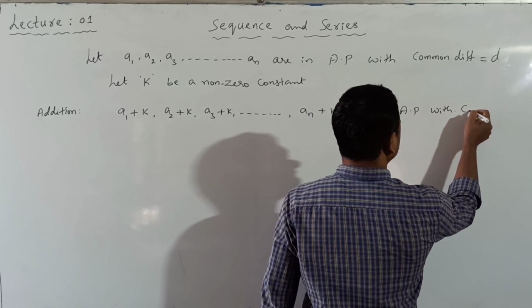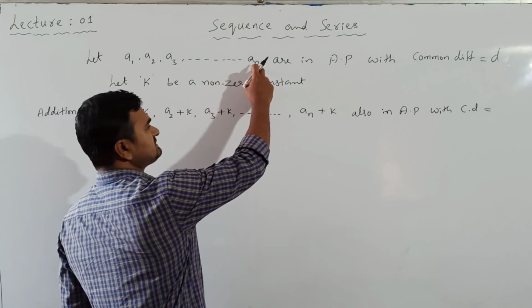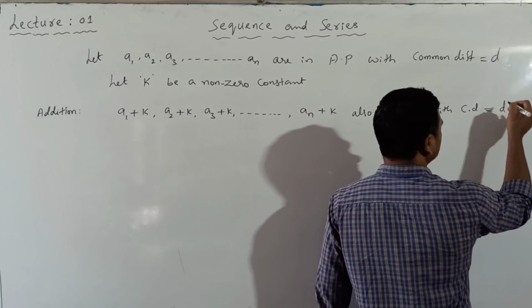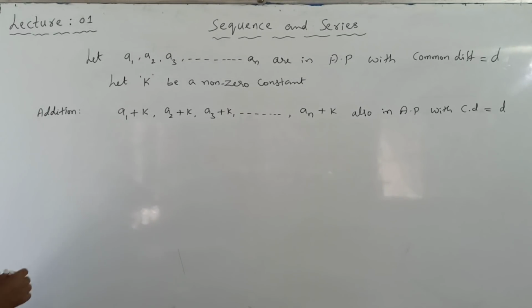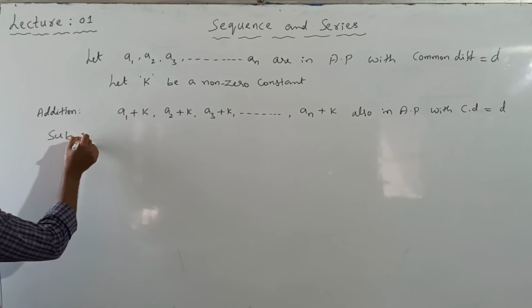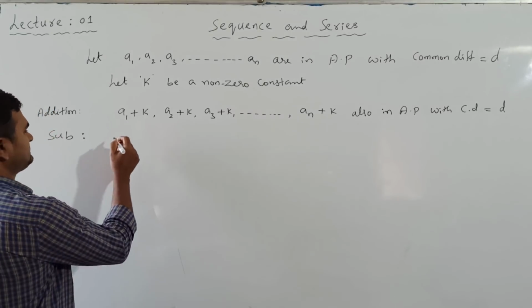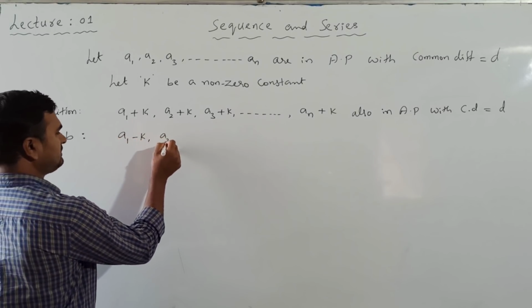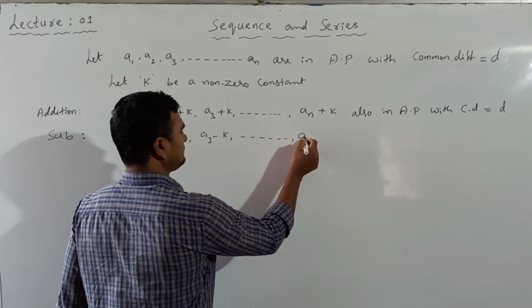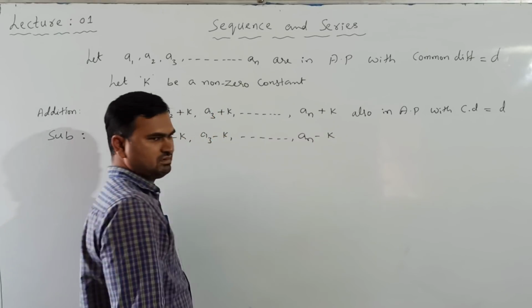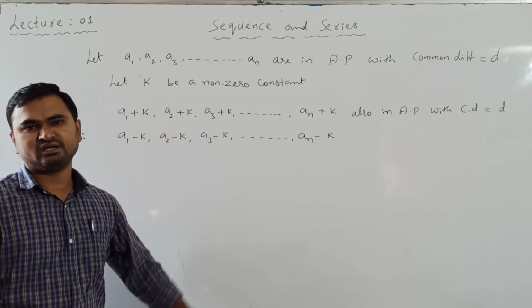With the common difference. So here the common difference will be the same as the difference of the given arithmetic progression, which is d. Okay, this is the addition of some constant k. Similarly, if we subtract some constant k from each of the terms of this arithmetic progression, that is a1 minus k, a2 minus k, a3 minus k and so on, an minus k.